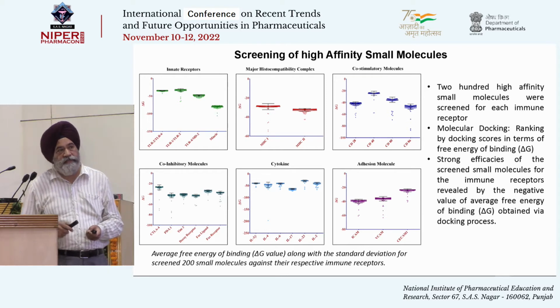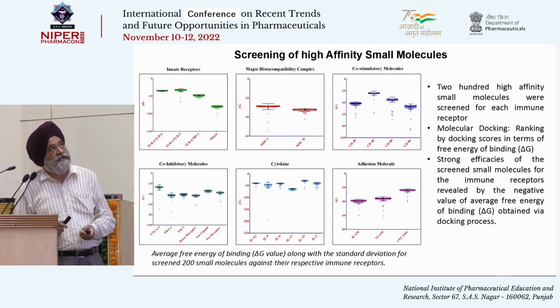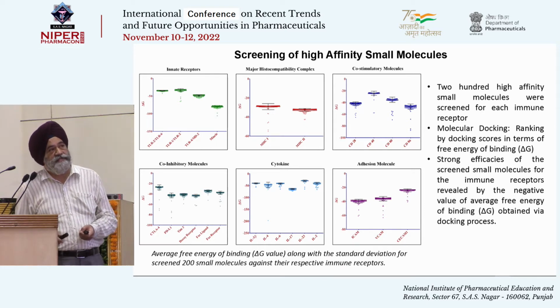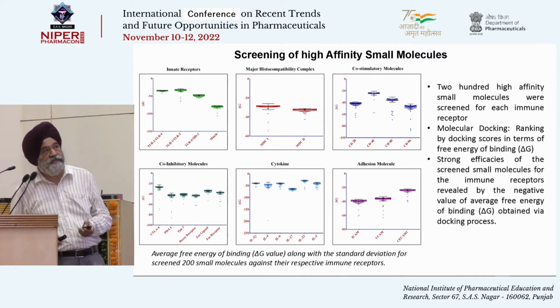So what we did is we took the library of compounds, then we simply docked them against all these 25 different PDB structures or model structures. Based on the docking, we carried out their ranking and classified them. We found their free energies, a simple thing that is available from any molecular docking experiment. The strong efficacies of the screened molecules for the immune receptors are of course revealed by the negative energies. So all this information for the six classes of these immune receptors we are able to find.